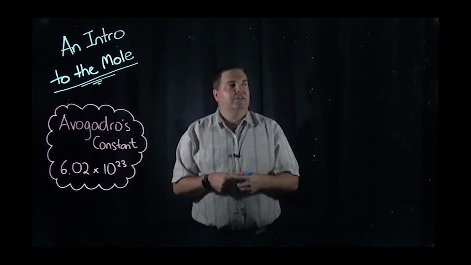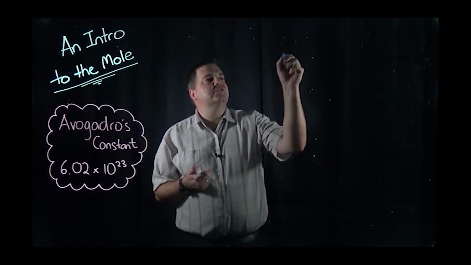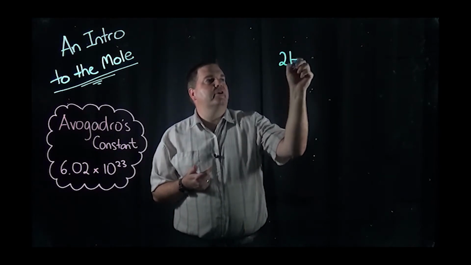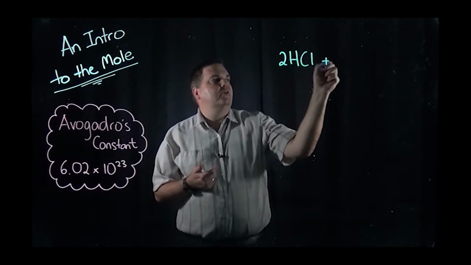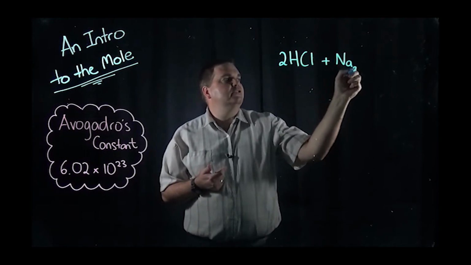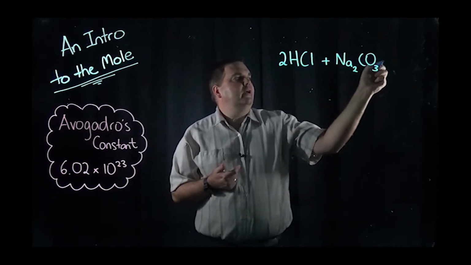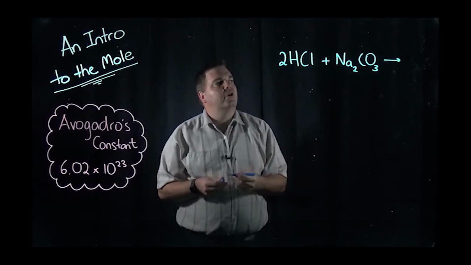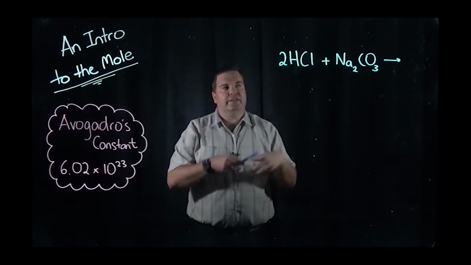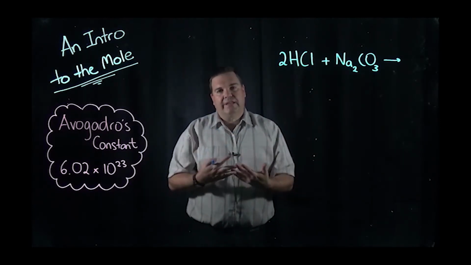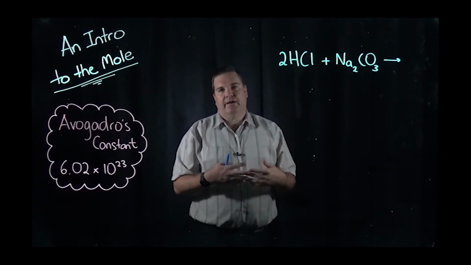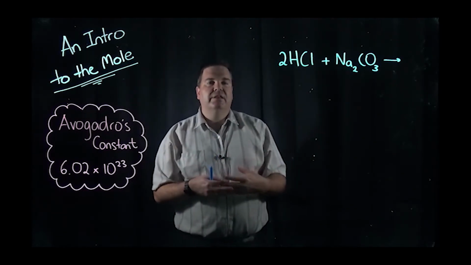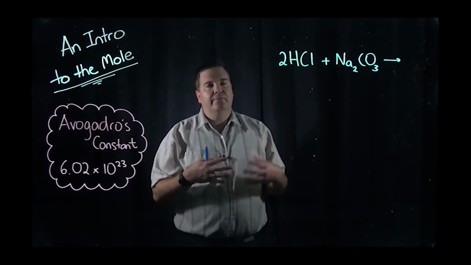So if you're looking at an equation, just a simple one like this, where you've got hydrochloric acid reacting with, say, sodium carbonate solution, and then we get sodium chloride, carbon dioxide and water as products. That's not important. What the mole allows us to do is to identify how much of each reactant, or species, we need to be able to react.